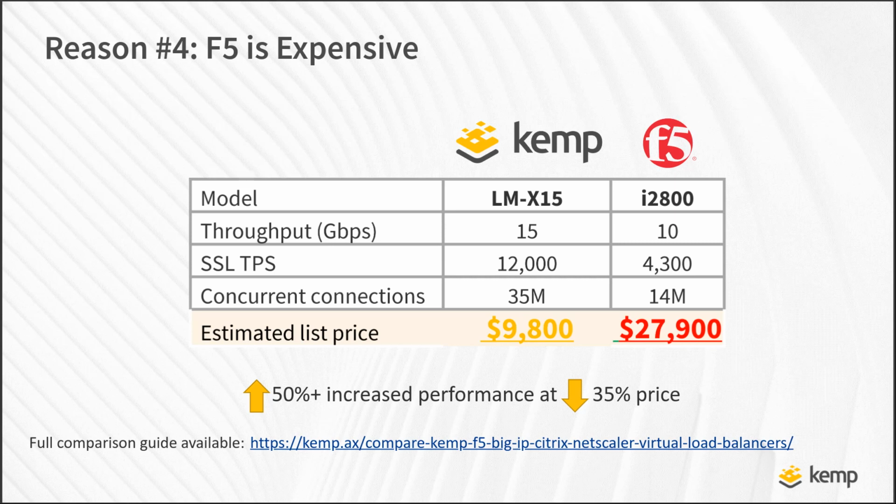By the way, all of these numbers I'm taking straight from the data sheets from both vendors. And the prices I'm taking based on publicly available list prices that I have been able to find that I believe are relatively accurate. Concurrent connections, 35 million concurrent connections versus 14 million concurrent connections. And here's the big kicker for me, the list price of the products. So throughput, SSL, concurrent, about the same. Loadmaster is about, let's say, a little higher in other cases, but throughput about 50% higher. The list price is almost a third of the price of the F5 product, $9,800 versus $27,900.